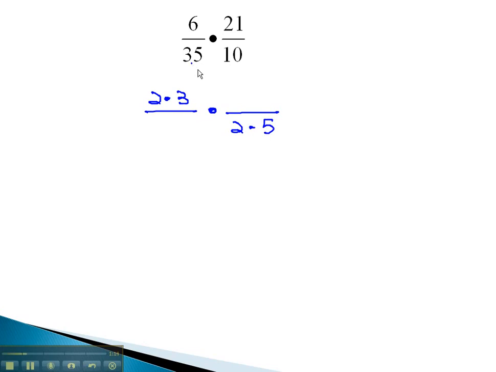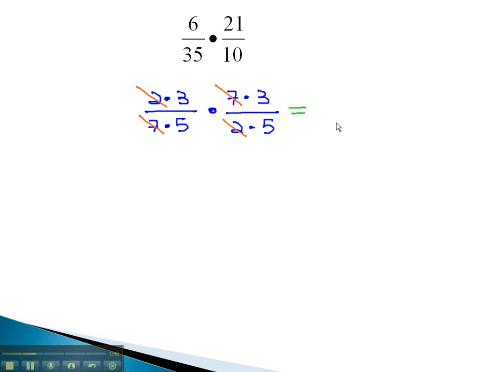Similarly, 35 and 21 have a common factor we can reduce out of 7. This is because 35 is 7 times 5 and 21 is 7 times 3. We can now reduce out those common factors of 2 from the numerator and denominator, and 7 from the numerator and denominator.